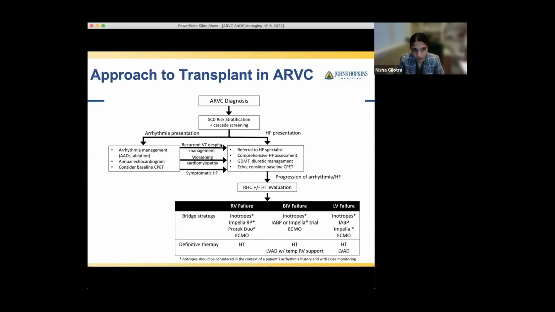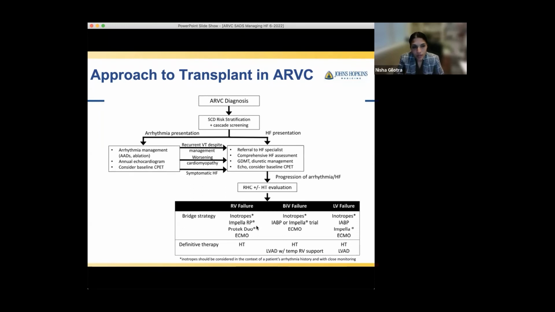But if they have recurrent arrhythmias, worsening heart failure, or symptomatic heart failure in that setting, you've gone to the heart failure presentation box, where you're being evaluated by a specialist, getting comprehensive heart failure assessment. We talked about GDMT, which stands for guideline directed medical therapy. Those are the different pillars of medications we have. Diuretics, following echoes, considering the exercise test. And then if we progress, we think about a right heart catheterization and heart transplant evaluation.